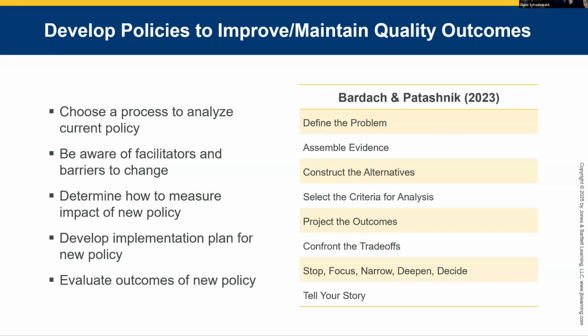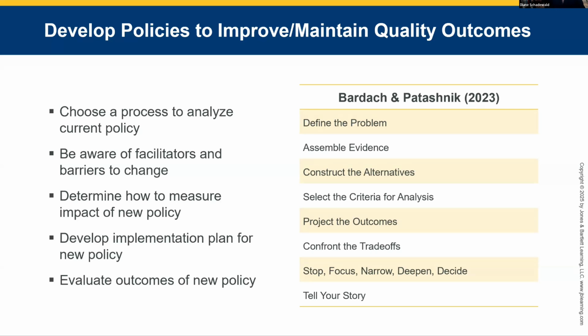And then finally, in developing policies to improve or maintain quality outcomes, I do like use of Bartik and Potashnik's eightfold path in policy development and analysis. And I've shared their eight steps on this slide. But you could choose a different process if you wanted to. Choose a process, but you should be purposeful.